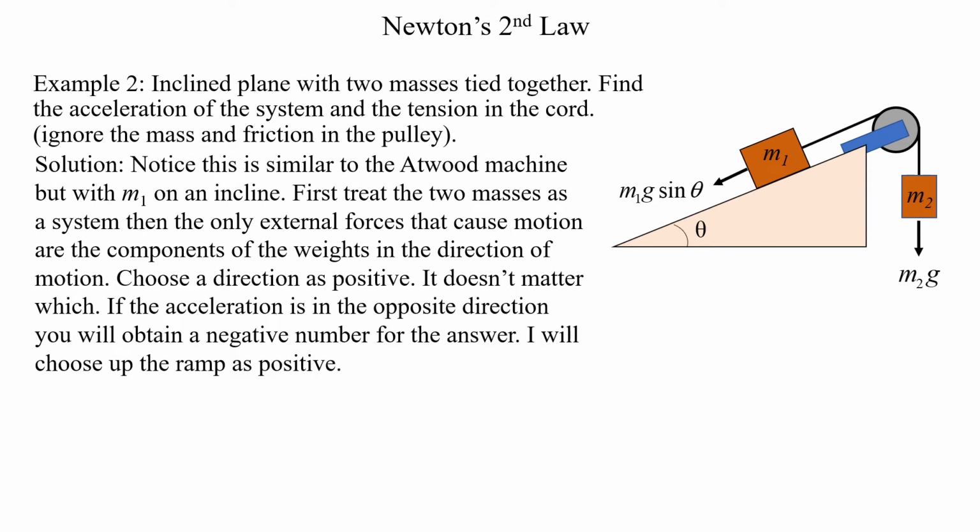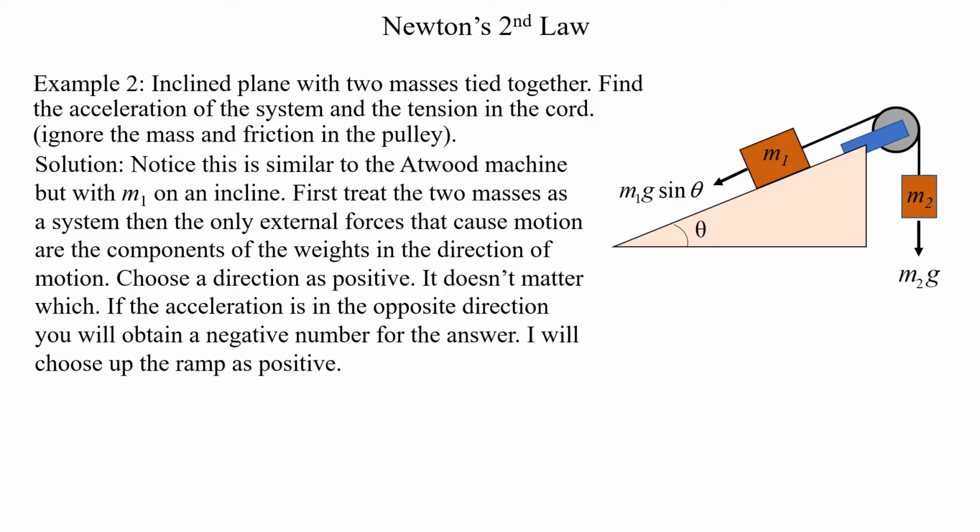Before I write the equations for Newton's second law, I need to choose a direction for positive. It doesn't matter which direction I choose. Suppose I choose M1 up the hill as positive. That means M2 going down would also be in the positive direction. But I could just as well choose M1 going down the hill as positive and M2 going up positive. And it doesn't matter.